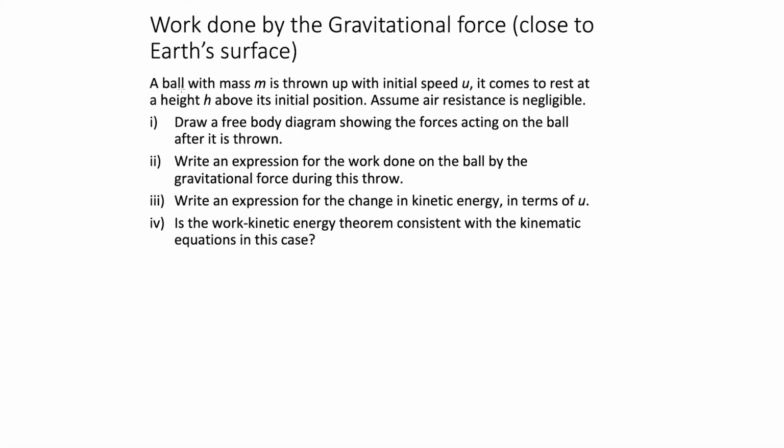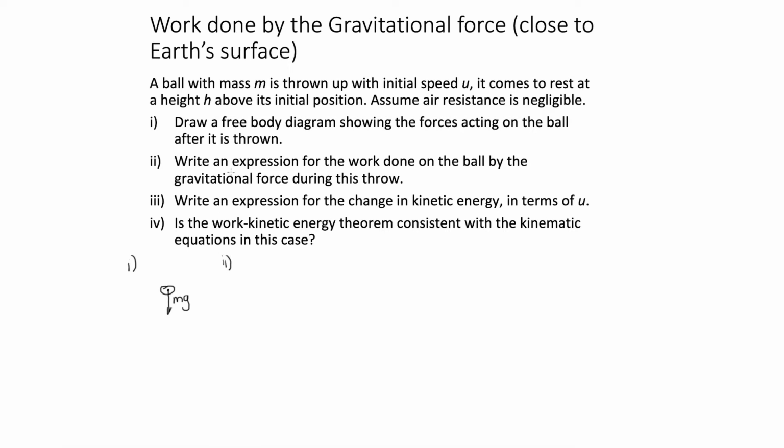So we're going to start by looking at the work done by the gravitational force close to the Earth's surface. So let's consider a ball with a mass m which is thrown up with an initial speed u. It comes to rest at a height h above its initial position, and we're going to assume that air resistance is negligible. Now, part 1 asks us to draw a free body diagram showing the forces acting on the ball after it's thrown. Okay, so once the ball's up in the air away from the hand, the only force acting on it is the weight force. We're told to assume that air resistance is negligible, so this is all that we need to consider.